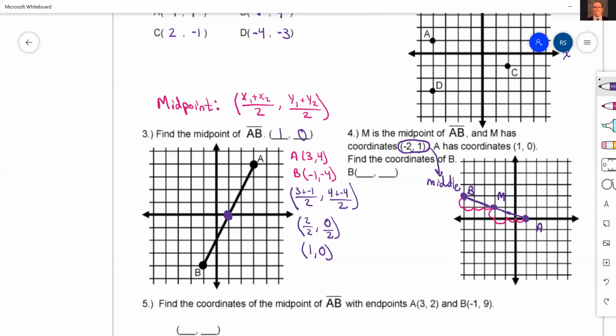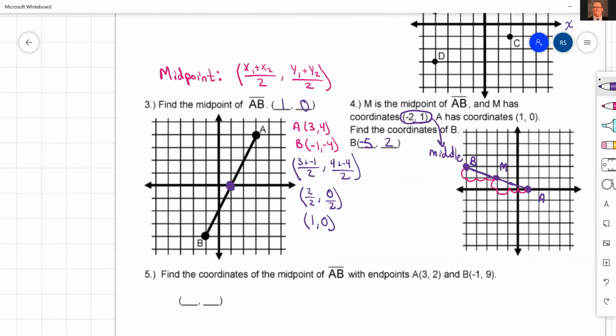What are the coordinates of B? 1, 2, 3, 4, 5. I went -5 on the x-axis, and I went up 1, 2. So -5, 2 is our other endpoint B.